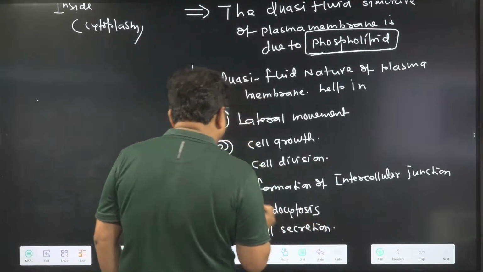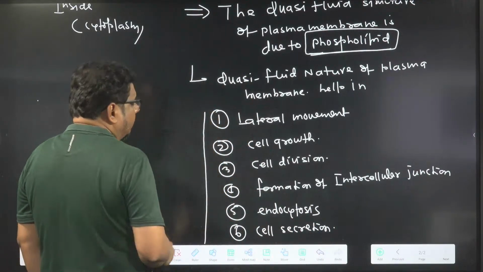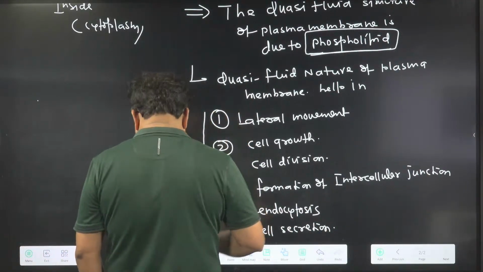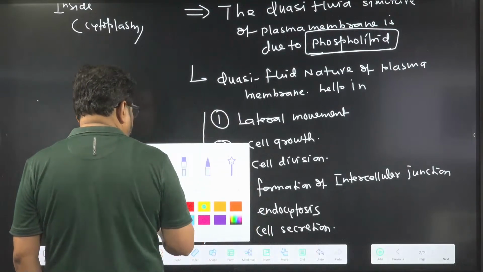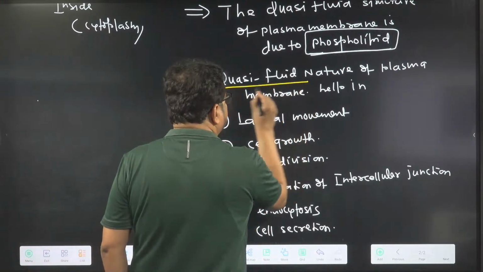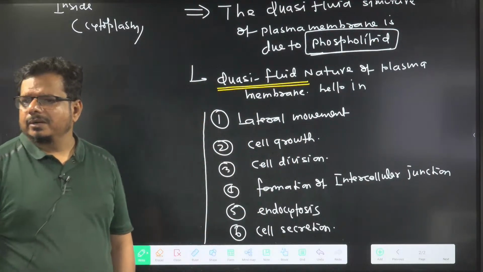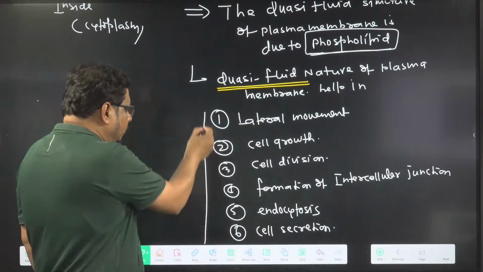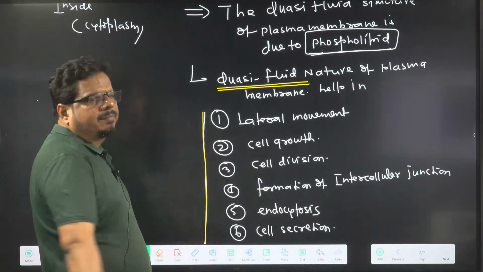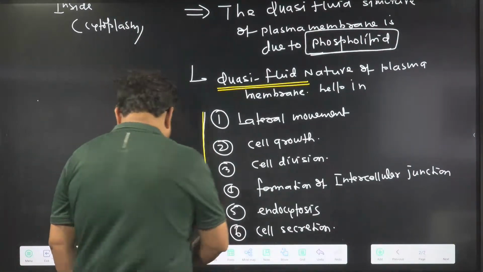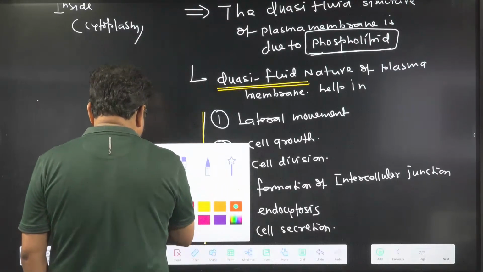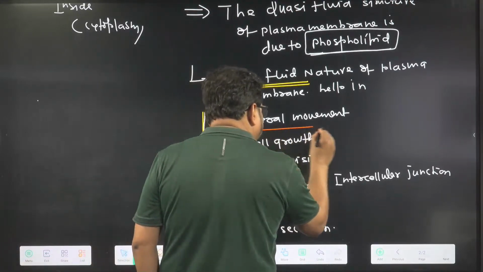So these all are the work performed by a cell, which become possible due to which nature of the plasma membrane? Quasi-fluid nature of the plasma membrane. Understanding the idea or not? These all work is due to quasi-fluid nature of plasma membrane. Now let me explain. Usually you people mug up, don't understand the meaning of lateral movement.